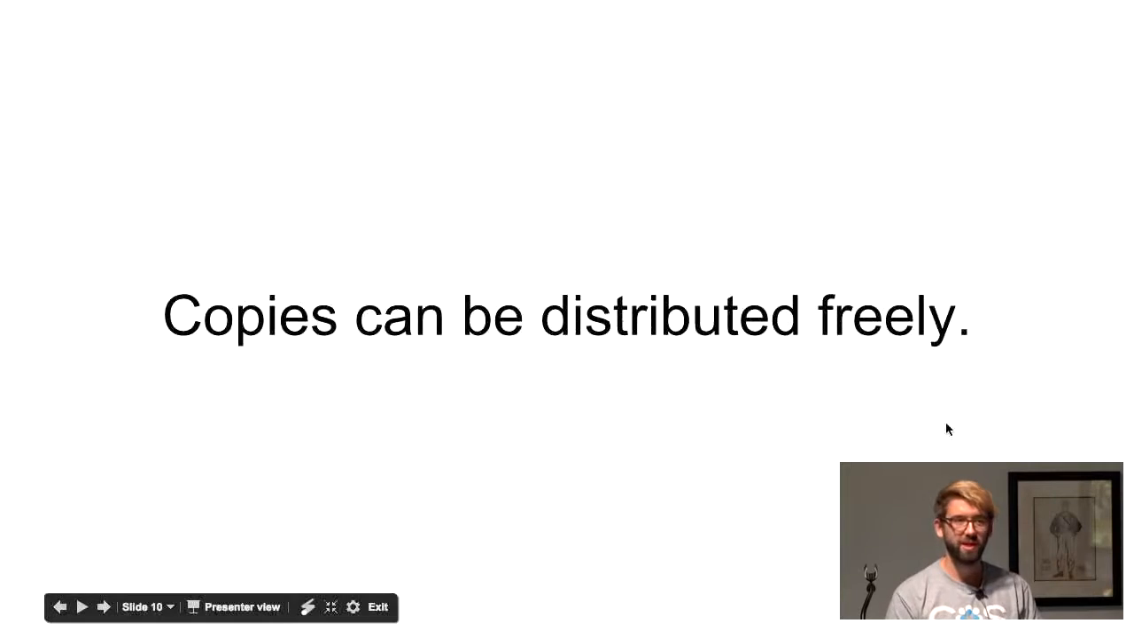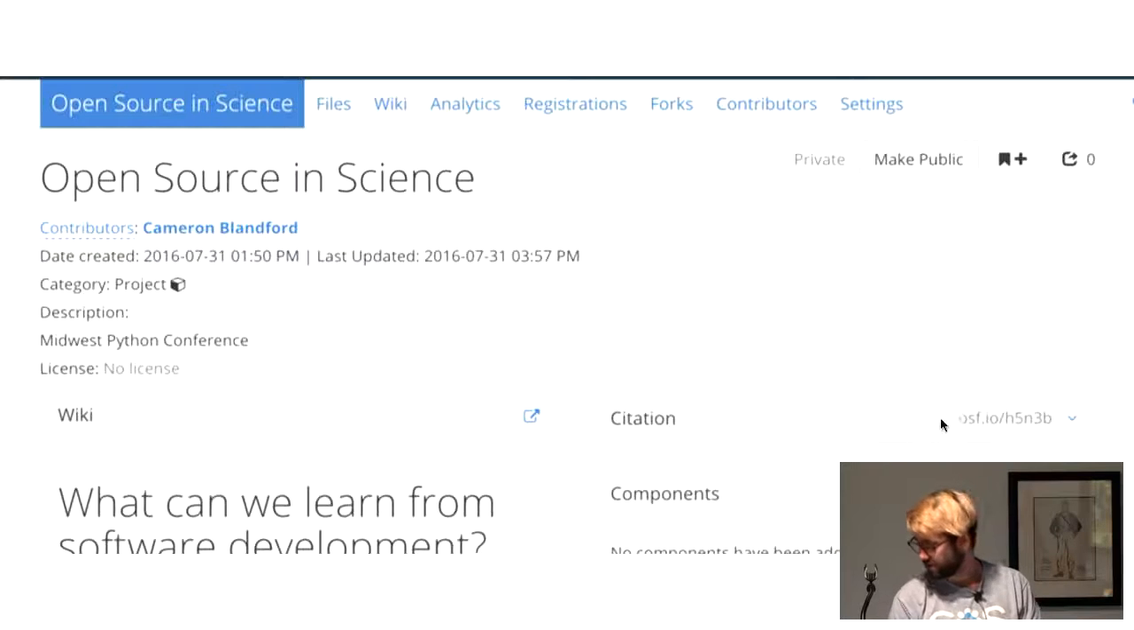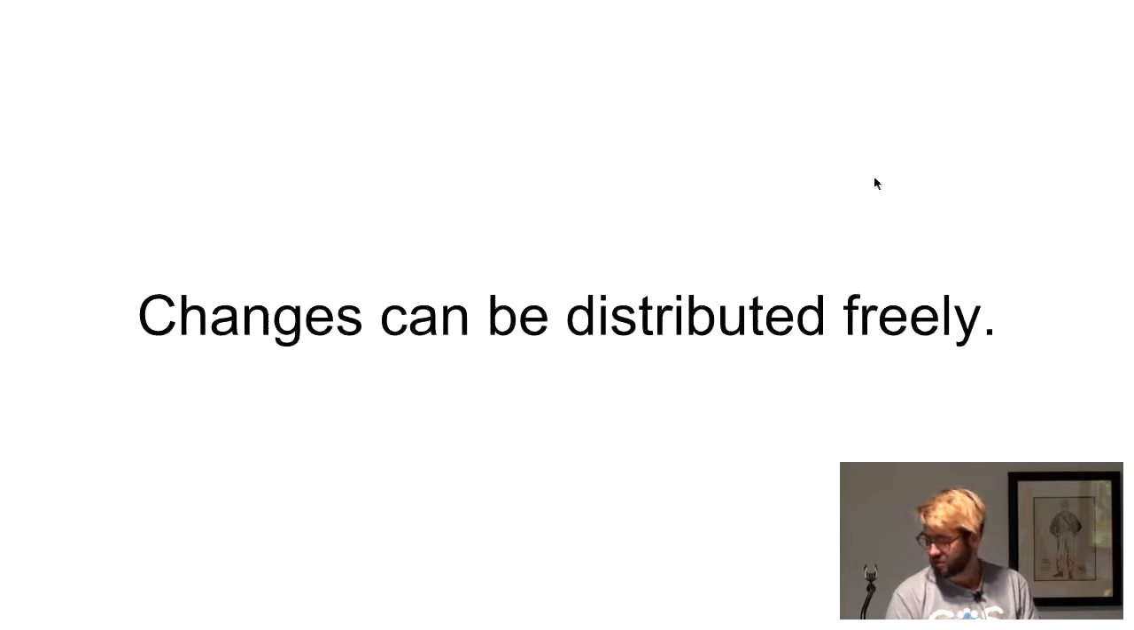Copies can be distributed freely. Again, we're on GitHub. But more so than that, we have a big make public button right here for any project that you make, and all you have to do is click it, and it links to our API, or it becomes public on our API. You can access it for free. And the changes can be distributed freely.